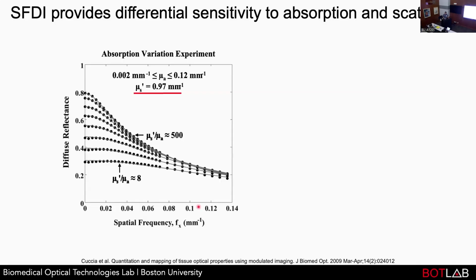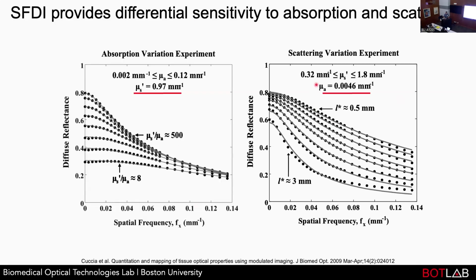Let's do the opposite experiment. Let's keep absorption the same and titrate scattering. Each of these lines is associated with a different scattering value. See, both at low and high spatial frequencies on average, you're going to affect the diffuse reflectance. This gives you enough information typically to extract absorption and reduced scattering. Why does mu A seem to have such a small effect on diffuse reflectance at higher spatial frequencies in this part of the curve?